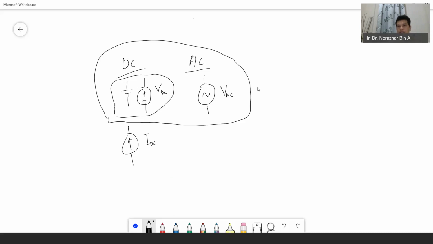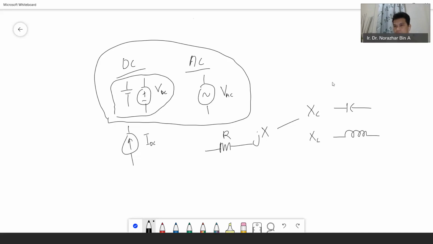Now, how about in terms of the impedance? Before this, for DC, normally we are going to have a purely resistive circuit. Now, when we are considering AC, we are going to have the imaginary part, which is X. So this X could be referred to as XC, which normally refers to capacitance, or XL, which normally refers to inductance.